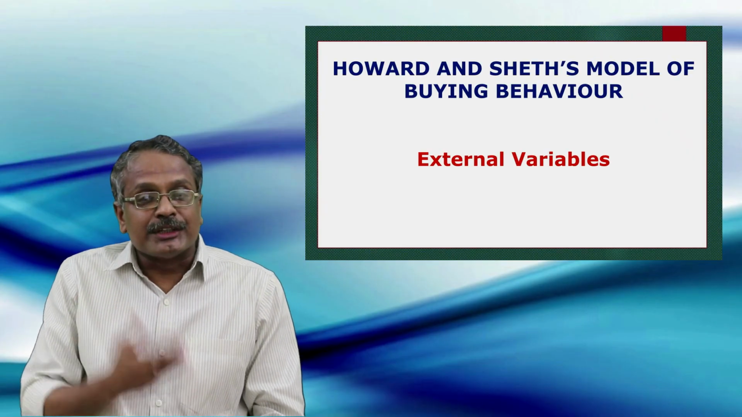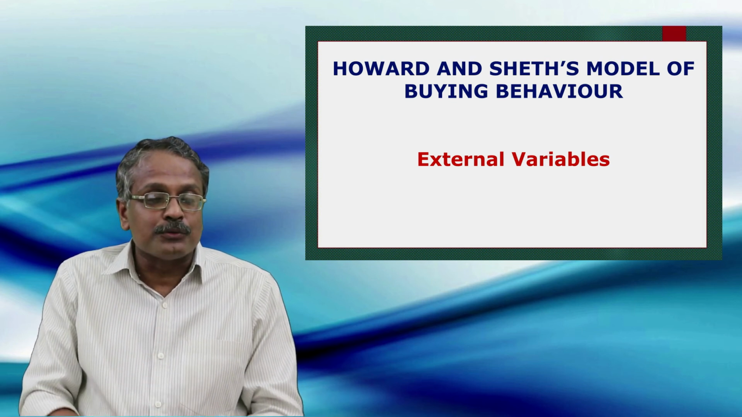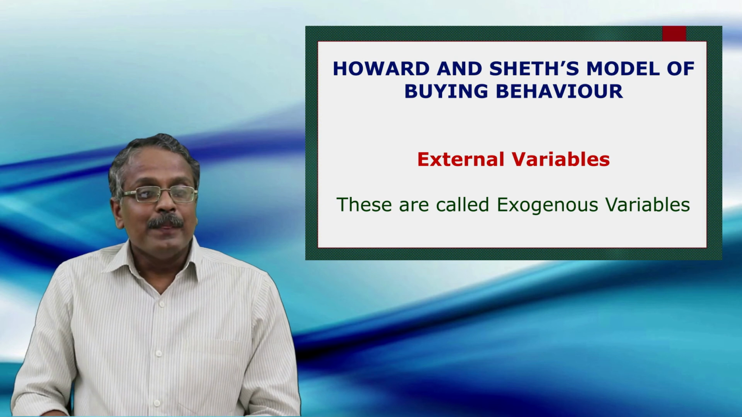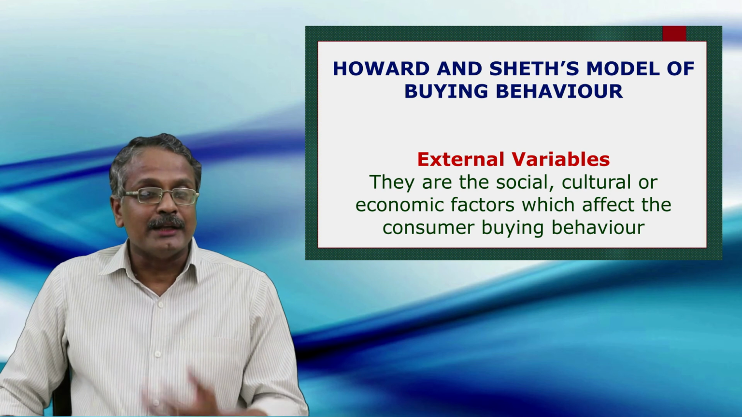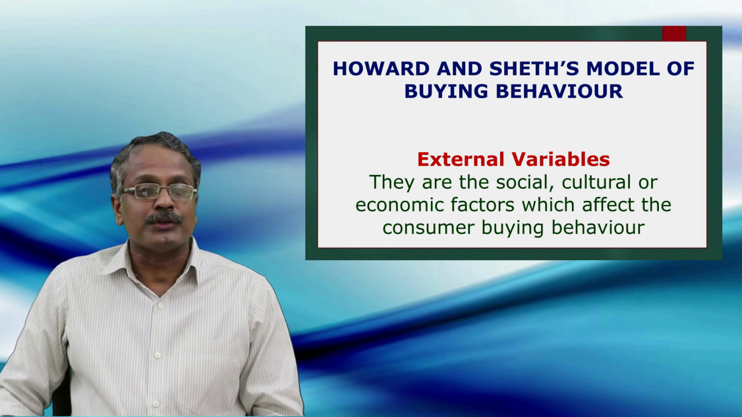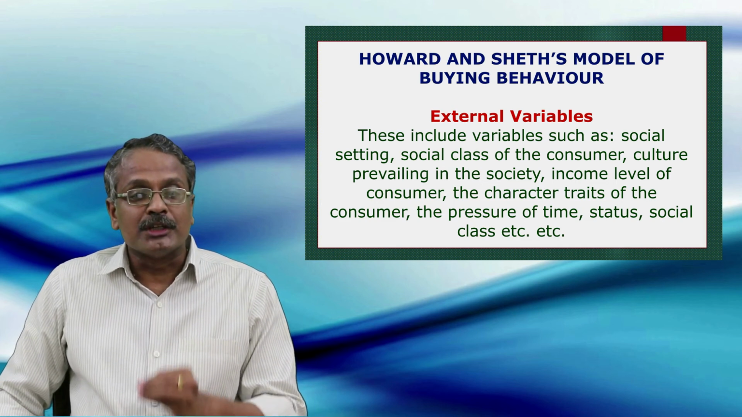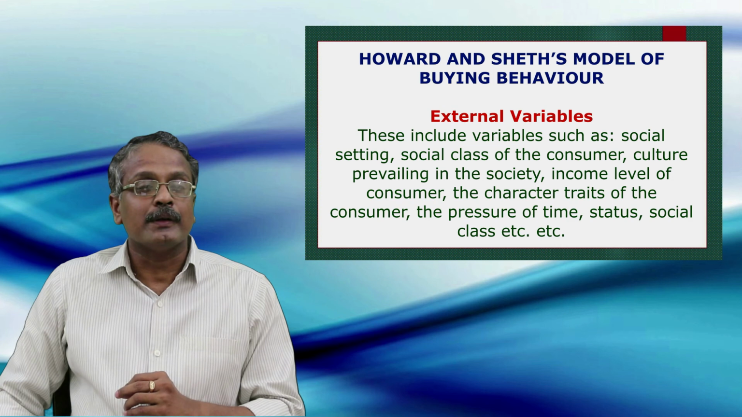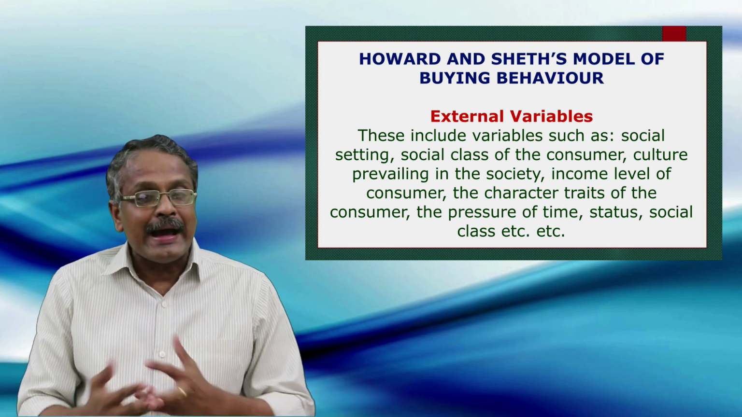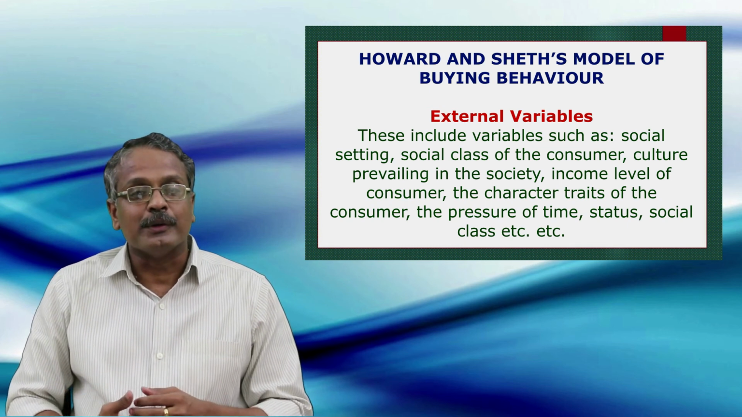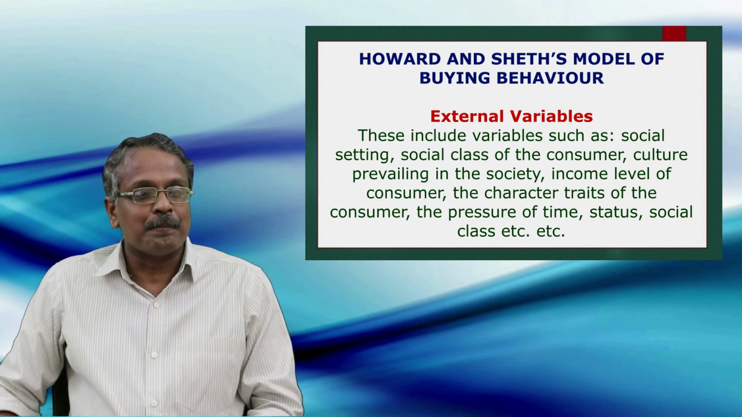The next constructs are called external variables. This is the last part of the model. In the model, these are called exogenous variables. They are the social, cultural, or economic factors which affect consumer buying behavior. These include variables such as social setting, social class of the consumer, culture prevailing in the society, income level of the consumer, the character traits of the consumer, the pressure of time, status, social class, etc.